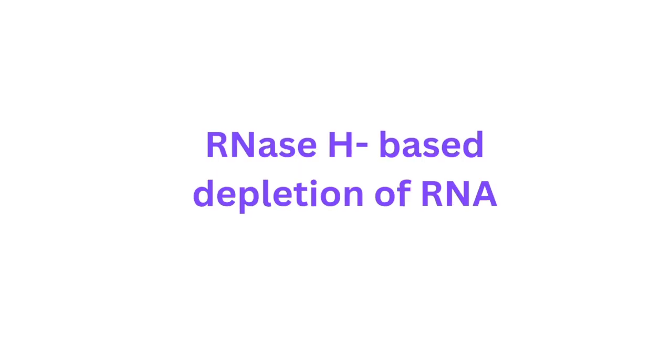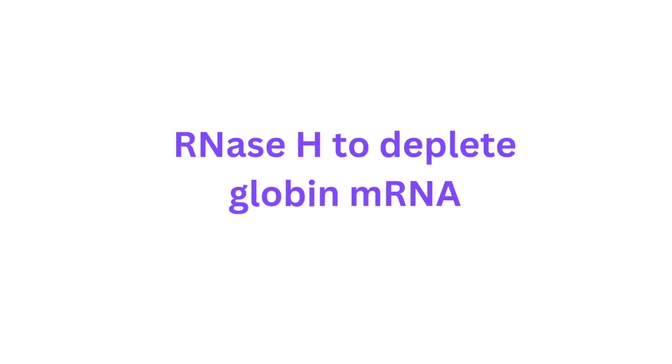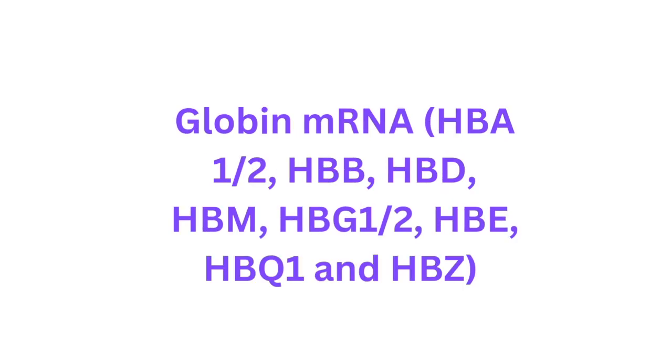So in this protocol, you're using RNase H to deplete RNA. That's going to deplete globin messenger RNA. So apparently the messenger RNAs for globin are HBA1/2, HBB, HBD, HBM, HBG1/2, HBE, HBQ1, and HBZ. These are globin messenger RNAs.